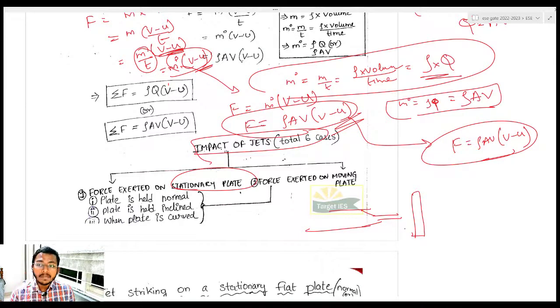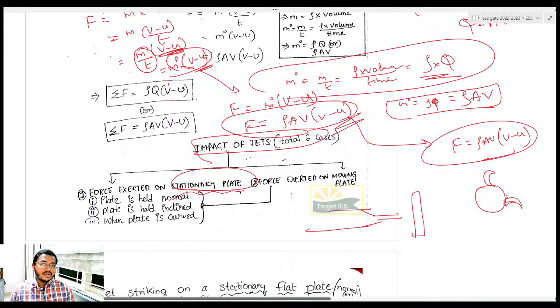as well as when the plate is curved? In turbines you might have seen, right? The vanes were curved. So the third case is the most frequently used case. When I have a curved one, what is the force being exerted when my water is coming and hitting my vane? So these are the 3 cases, and this is for a stationary plate.